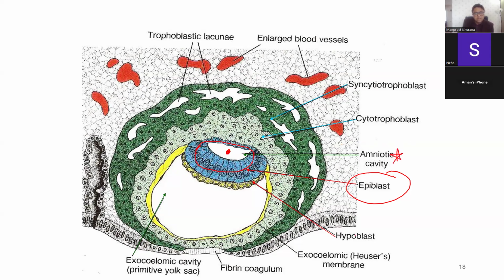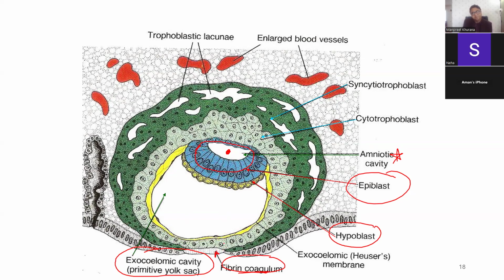Now, if you see the hypoblast, which is yellow colored, this is the hypoblast. There is a cavity which is formed in the hypoblast as well, which is known as the exocoelomic cavity or primitive yolk sac. Now, can anybody tell me, if you look at this picture, this is known as fibrin coagulum. Can anybody tell me what is actually happening at this stage, where it is located, and why there is a fibrin coagulum here?